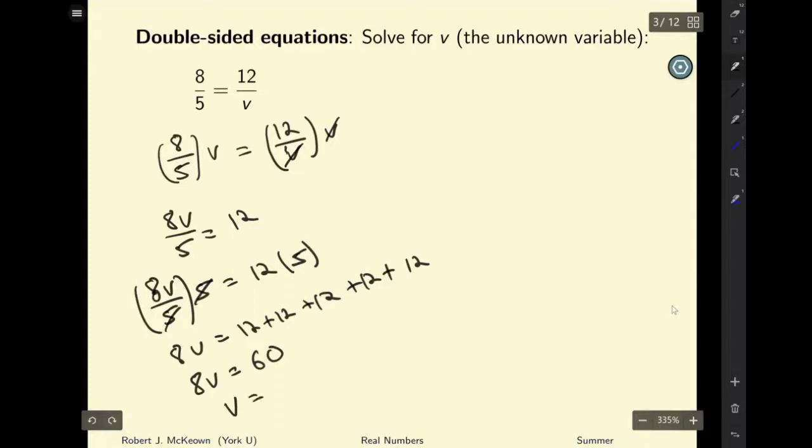And v is going to be equal to 60 divided by 8. I divided both sides of the expression by 8. And I know that 64 divided by 8 is equal to 8. So this looks like the answer is going to be 7.5.